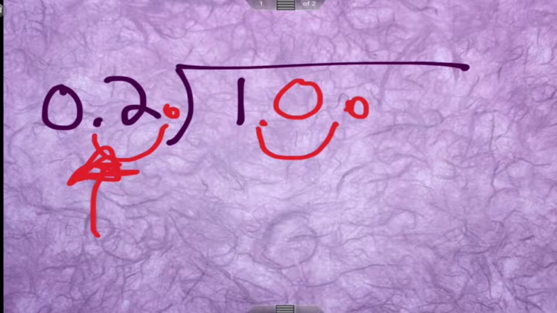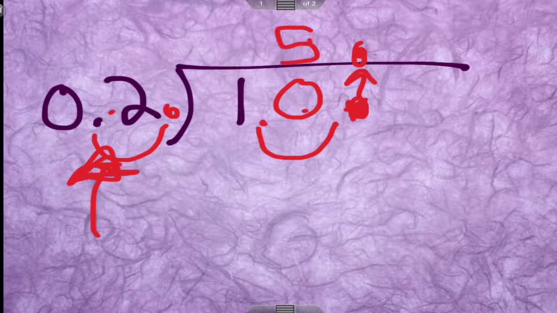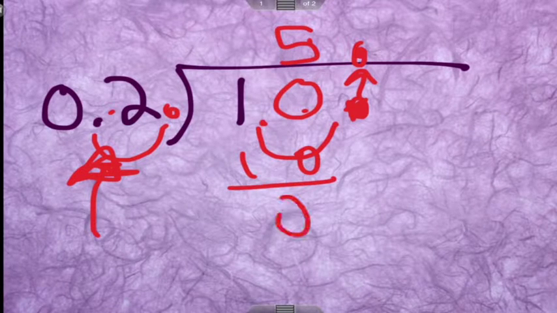So I look at this, and the first thing I like to do is bring my decimal up. I'm going to bring it straight up after I moved it over. And I say, how many 2's are in 10? Well, I know 5 2's are in 10. I subtract, I get 0. So my answer is 5. Let's try a couple different ones.